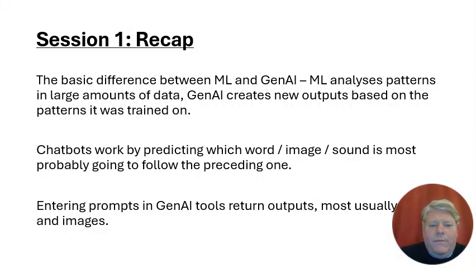Finally, to recap the first session of this part 2. The basic difference between machine learning and generative AI is that machine learning analyzes patterns in large amounts of data. Generative AI creates new outputs and doesn't just analyze, but creates things based on the data it was trained on. Chatbots work by predicting which word or image or sound is most likely going to follow the preceding one. Entering prompts into generative AI tools returns outputs, images and pictures, and these can be changed, and the more specific the prompt you give, the more specific and detailed the output you will get.